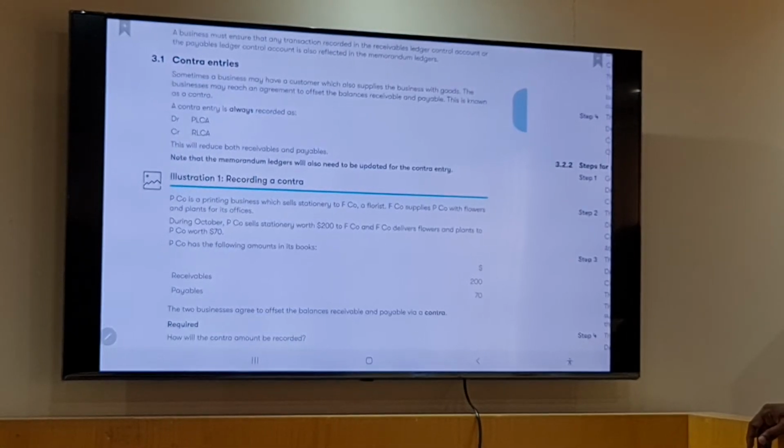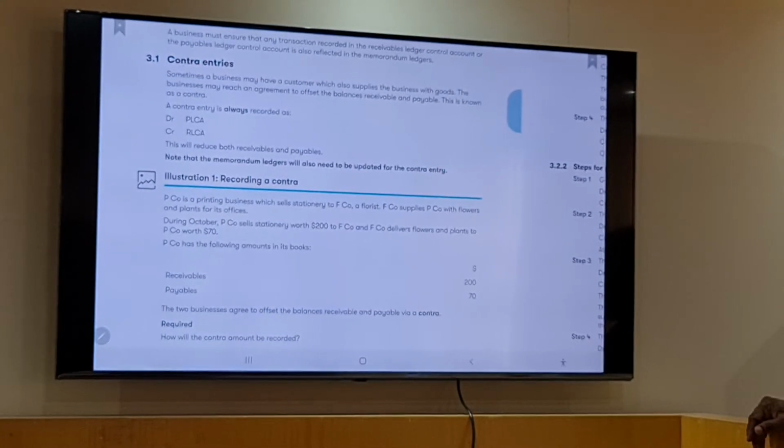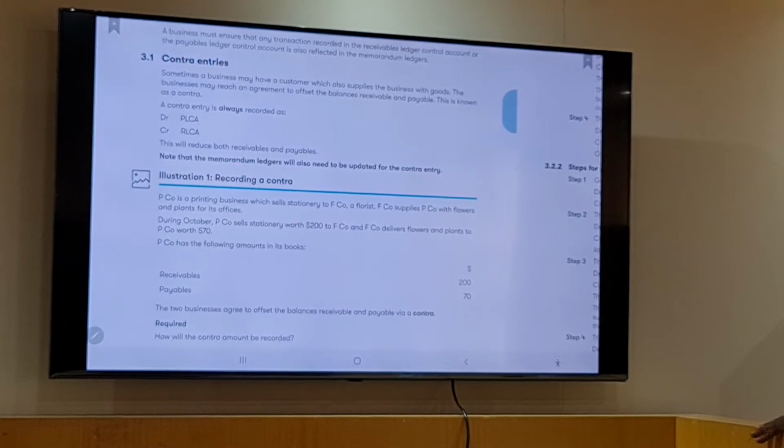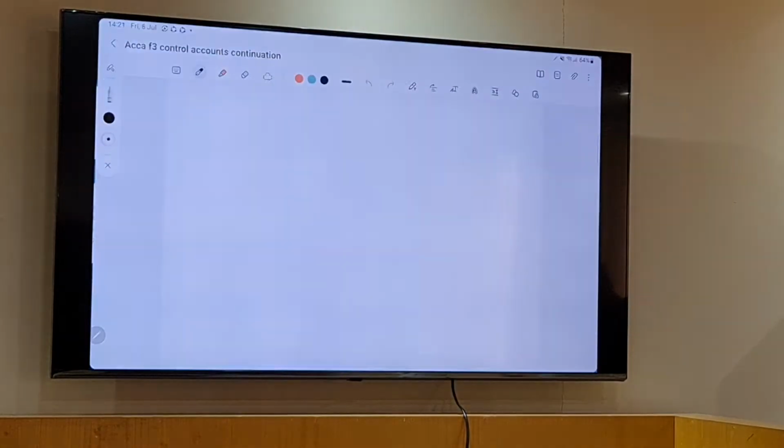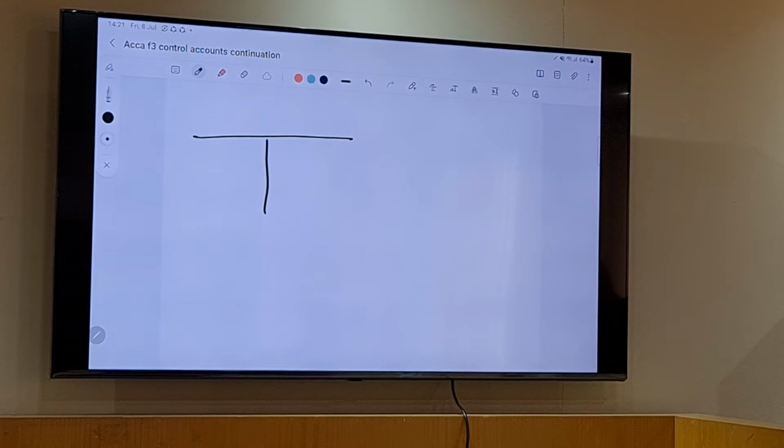Suppliers. So this is what we call it, offset. During October, P company sells stationery to F company worth 200, and F company delivers flowers and plants to P company worth 70. P company has the following amounts in its books: receivable 200, payable 70. So what they should do ideally, they have these two accounts under one company's books. Remember this.